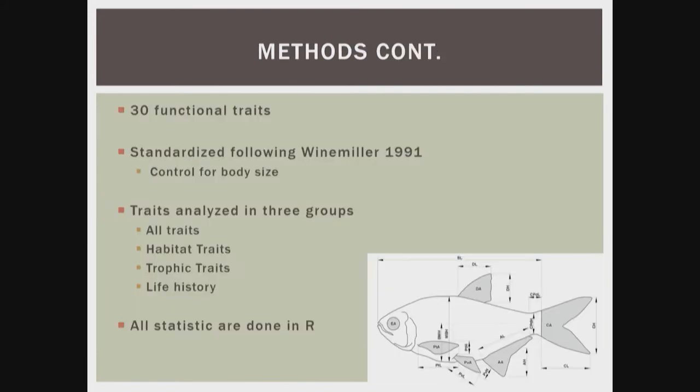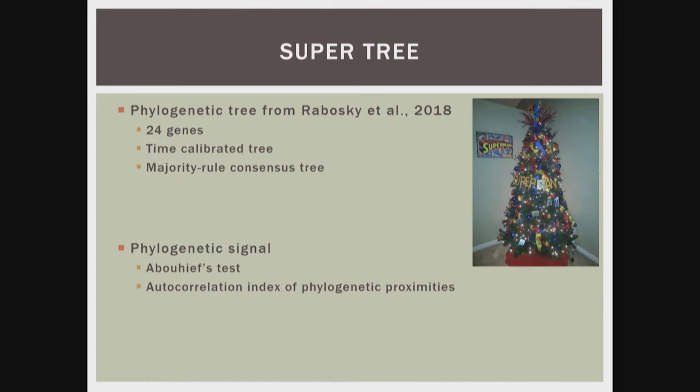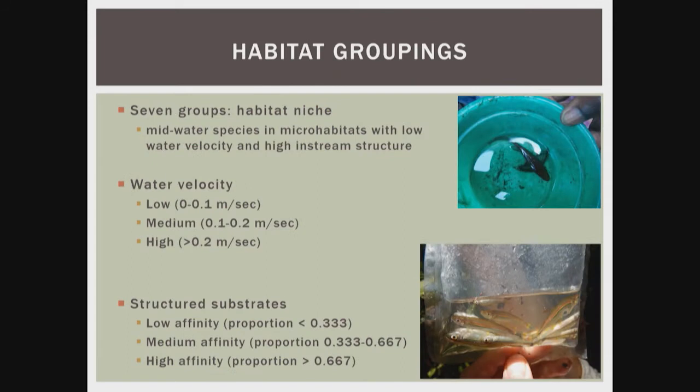I standardized them, and then I grouped them up into trait groups. So I had traits associated with habitat use, traits associated with diet, and I got life history characteristics from the literature. And then I combined all those into an all traits category. I also got a phylogenetic tree from the literature, from a recently published tree that's really helped me out. And then I was able to calculate phylogenetic signal and also do a couple other analyses using that tree.